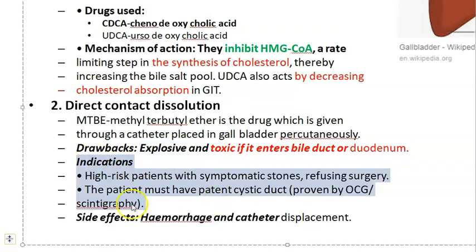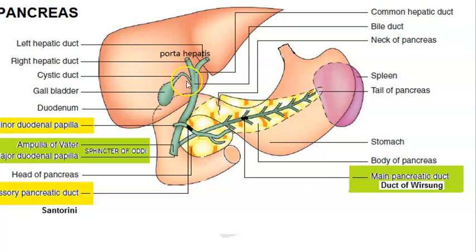MTBE. Then indications: high-risk patients with symptomatic stones refusing surgery. These people are like, no way, I don't want a surgery. Then give them medical treatment. The patient must have a patent cystic duct. Where is the cystic duct, by the way? The cystic duct comes out of the gallbladder. And you're pouring this MTBE into the gallbladder, so definitely this duct should be patent. Otherwise, this toxic substance will get accumulated.